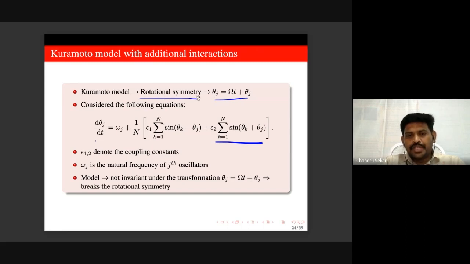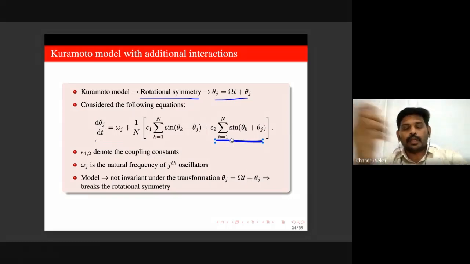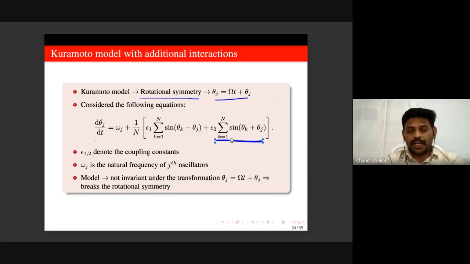So when we introduce this additional interaction, the system is no longer invariant under the transformation theta j equal to omega t plus theta j. So this term breaks the rotational symmetry of the system. That's why this interaction is called an asymmetric interaction. Here epsilon 1 and epsilon 2 are the symmetric and asymmetric coupling constants, and omega j is the natural frequency of the oscillator.